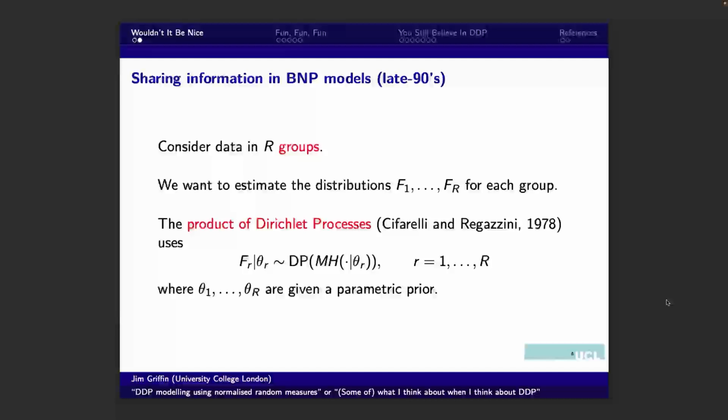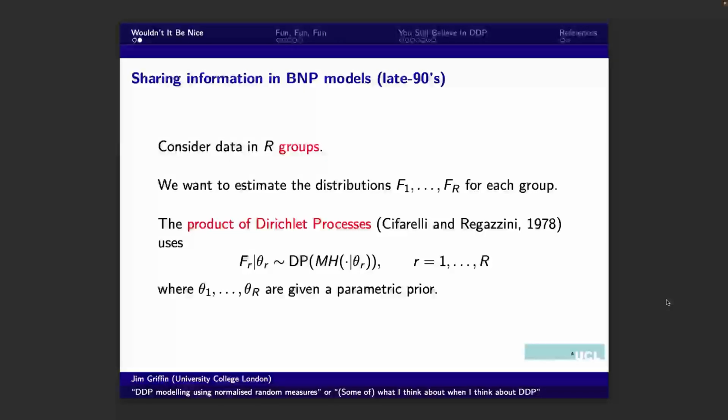Okay, so we want to estimate the distribution. As Felipe was saying, we want to estimate the distribution for each of these different groups. And one of the technologies that was available to us was a thing called the product of Dirichlet processes, which was introduced by Cifarelli and Regazzini back in 1978. There they proposed a simple idea that in order to induce dependence, you have independent Dirichlet processes for every possible value of R, and then you introduce a parameter and you correlate things through the parameter, and you have some kind of parametric prior.